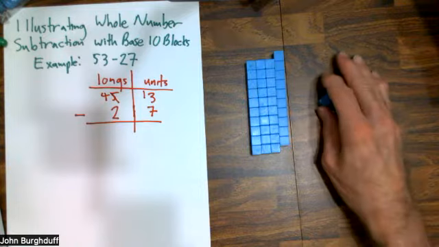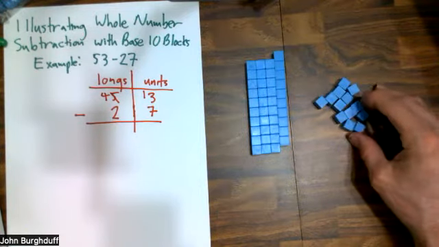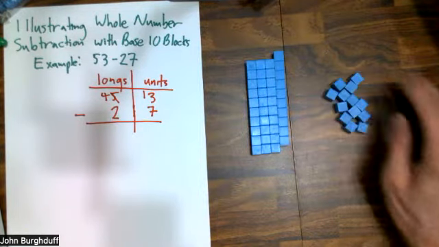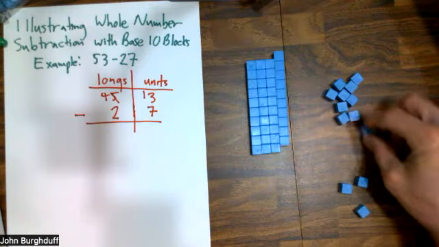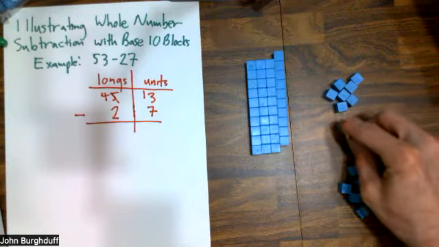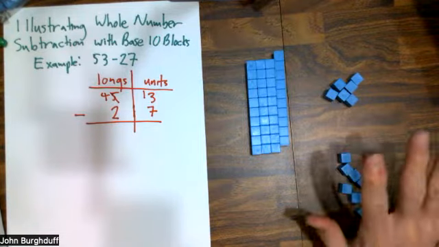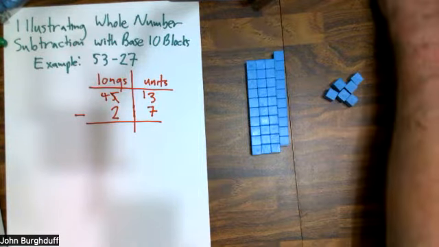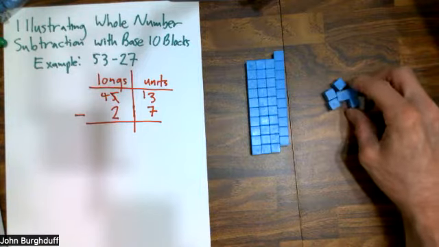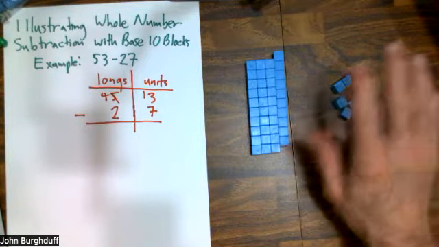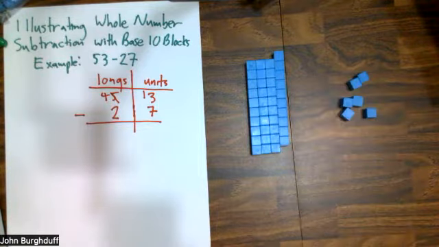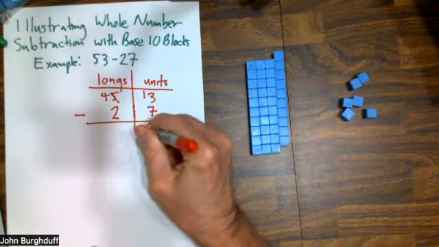13 units is perfect because I can take away 7 units from that. Here's my 13. I'm going to just take away 1, 2, 3, 4, 5, 6, 7. Those are taken away. Get them out of the field of vision, and we can look and see what we have left. 1, 2, 3, 4, 5, 6, 6 units left. And that's exactly right. 13 minus 7 is 6.